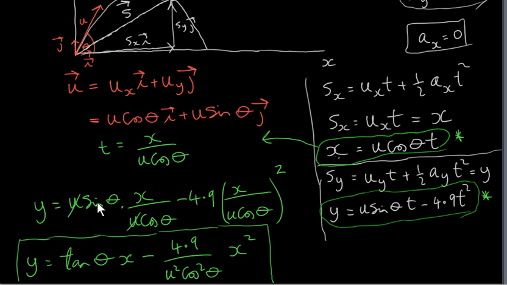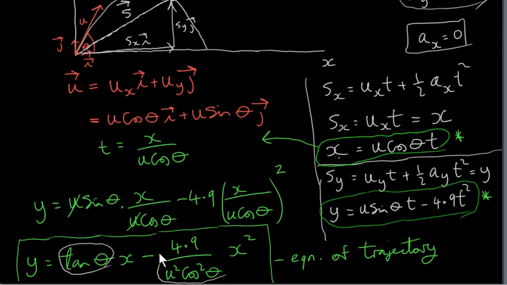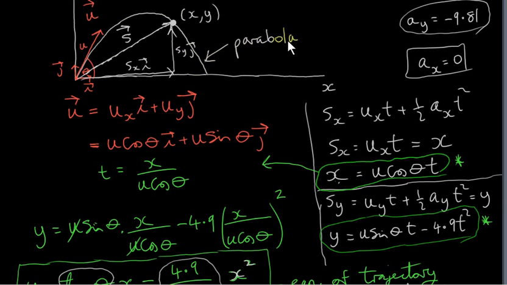The u's cancel here. Sine theta over cos theta is tan theta. So we have tan theta times x, and here we have minus 4.9 times x squared over u squared cos squared theta. So this is the equation of the trajectory. This is the Cartesian equation of the trajectory. You see that tan theta is just a constant, and so is this here. This never changes, because u is the initial speed, theta is the launch angle. So they're fixed. Now, notice that this is a quadratic function of x. See, we have x squared. The graph of a quadratic function is a shape called a parabola.